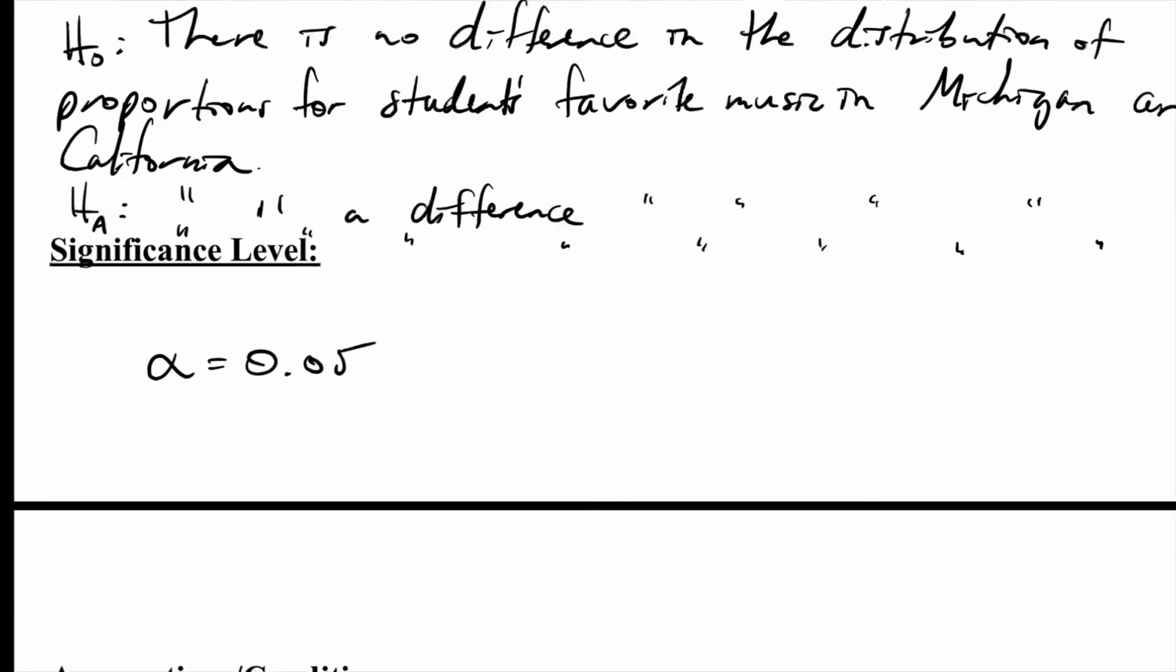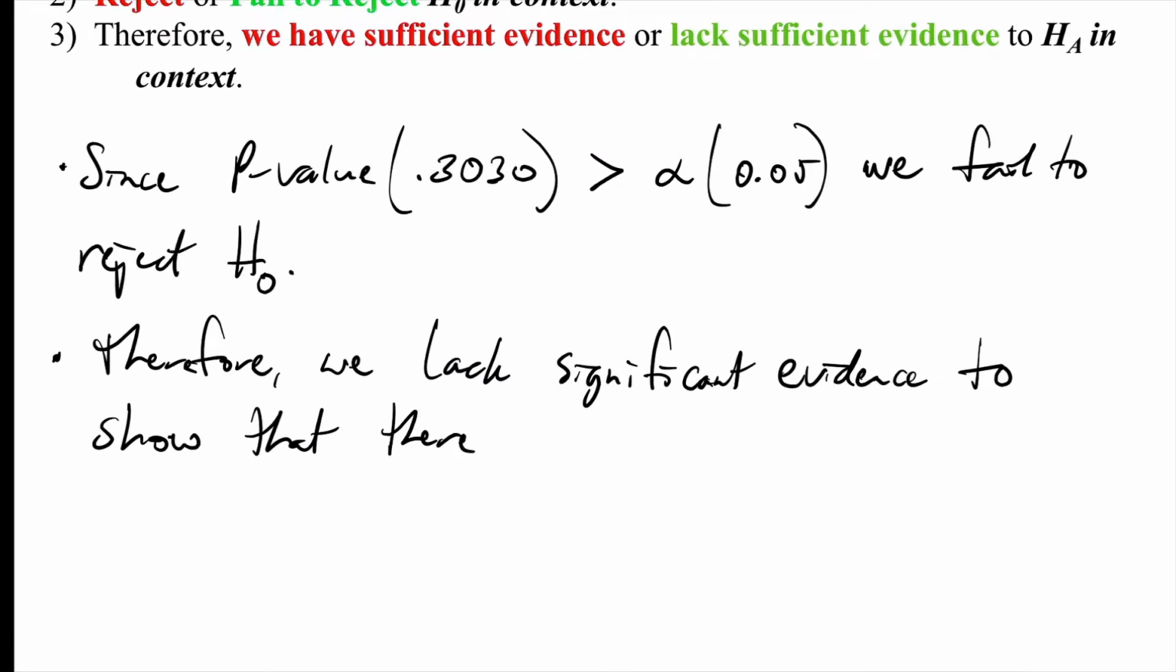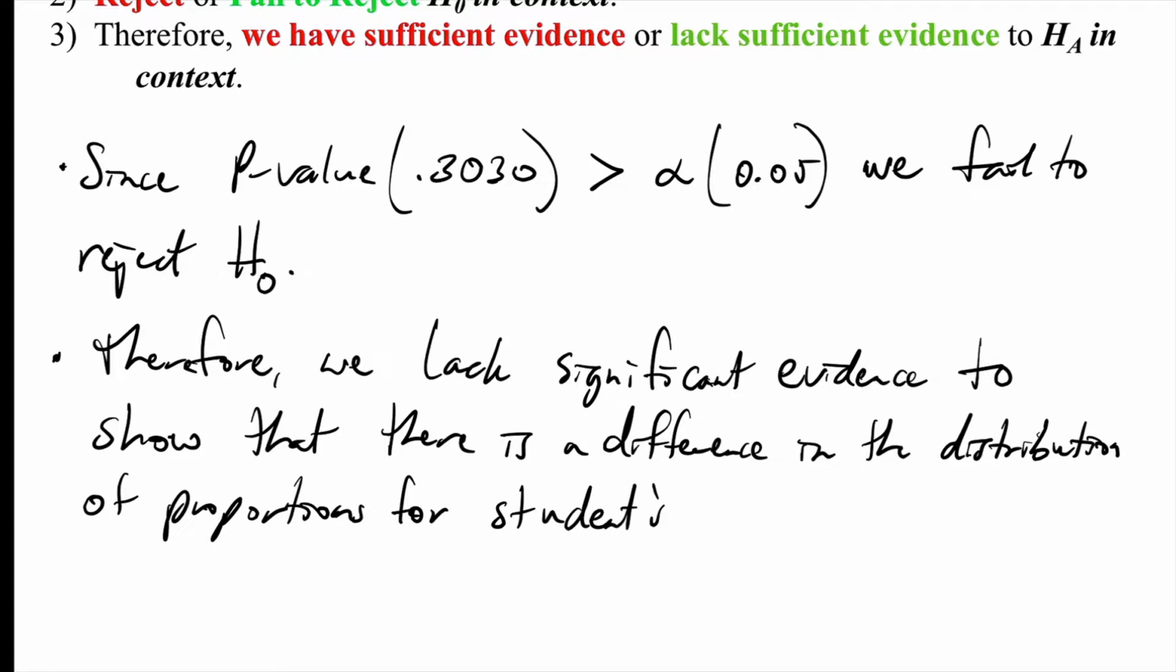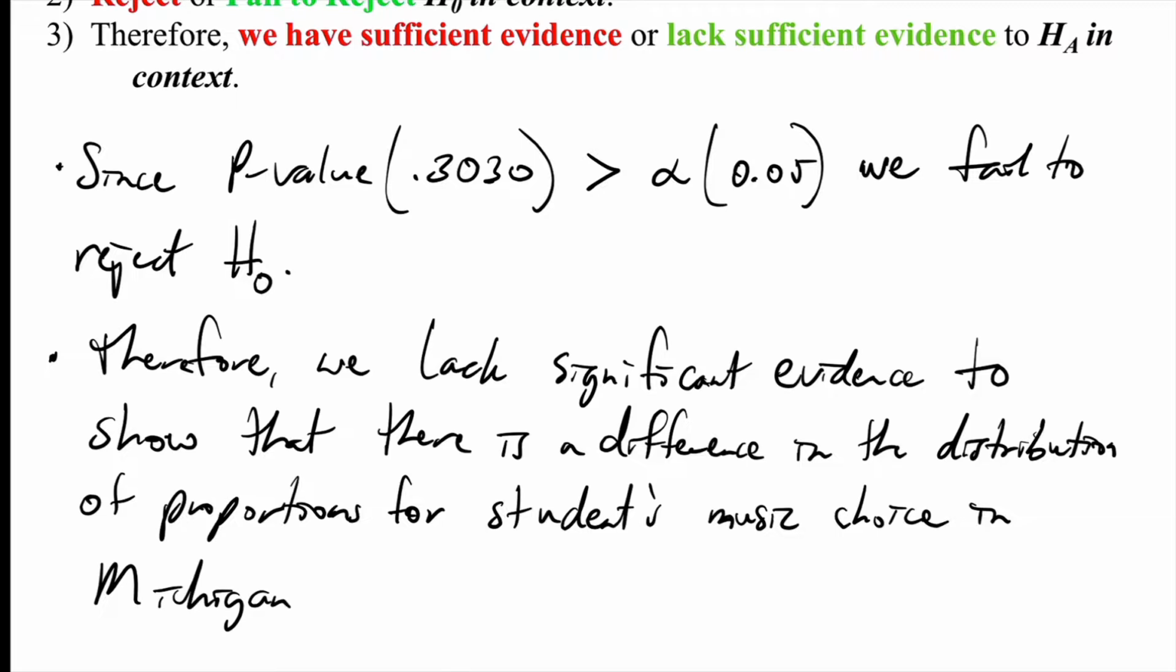there is a difference in the distribution of proportions, that there is a difference in the distribution of proportions of students' music choice in Michigan and California. So we don't have enough information to say there is a difference, even though there is a difference.